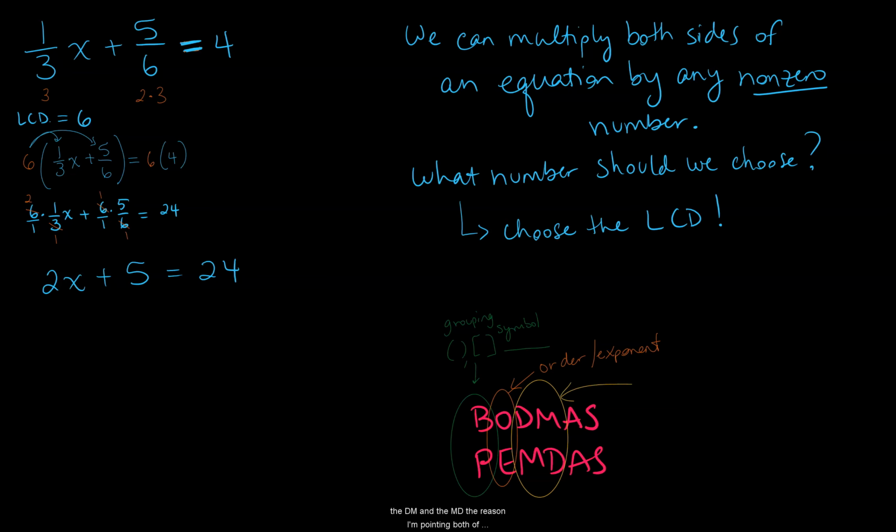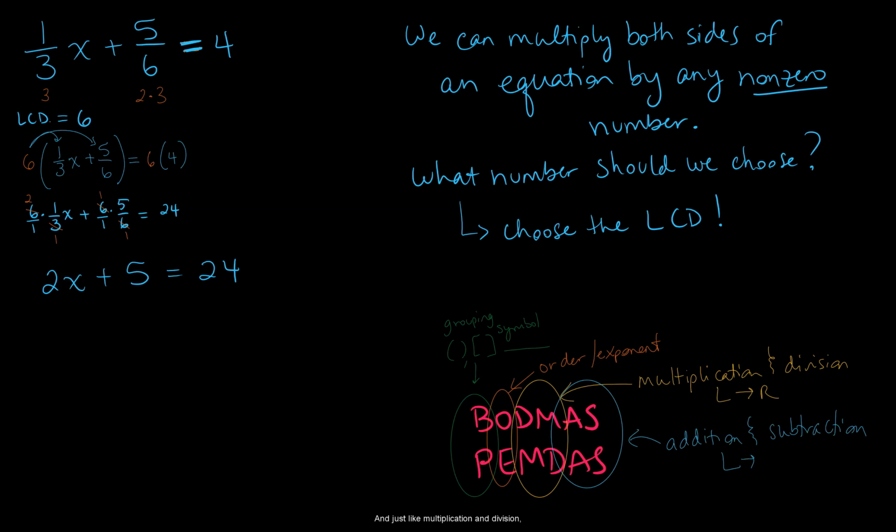And the reason I'm pointing both of these out here, division, multiplication, multiplication, division, is that we're doing multiplication and division from left to right. If the division comes first, we do the division. If the multiplication comes first, we do the multiplication, but we're doing it from left to right. And then the last one are the addition and subtraction. And just like multiplication and division, we're doing addition and subtraction from left to right.